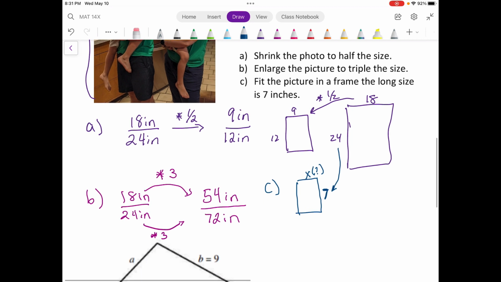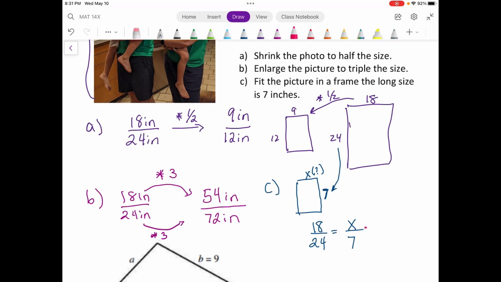And so to approach problems like this, sometimes we set up what are known as proportions. So it's this idea of saying, okay, we have that 18 to 24 relationship, and we want to make that equal to some unknown side length, I don't know what it is yet, to 7. And if I can't quickly see what I need to multiply by to get to 7, well, a fraction is just a division problem.